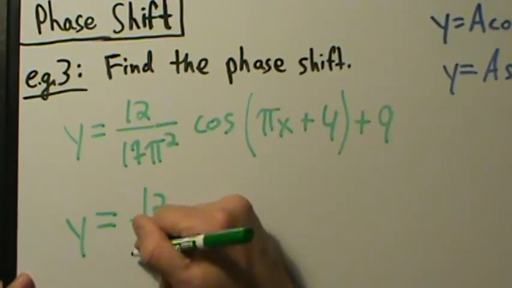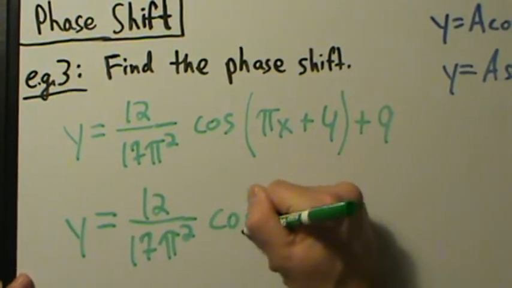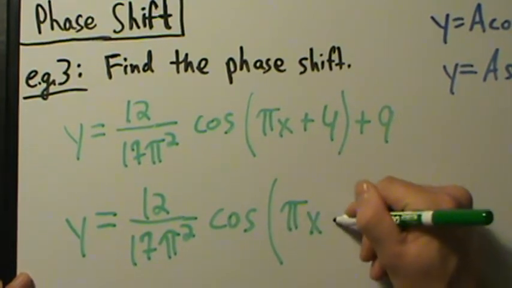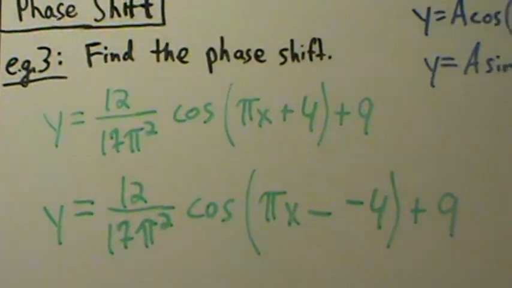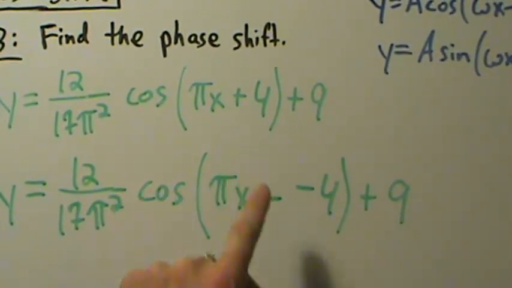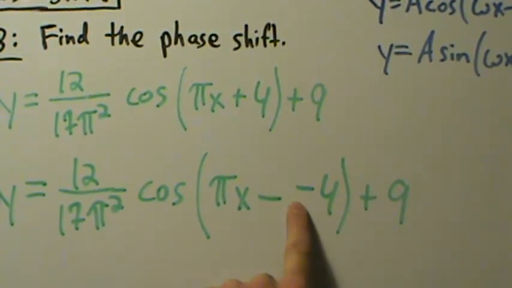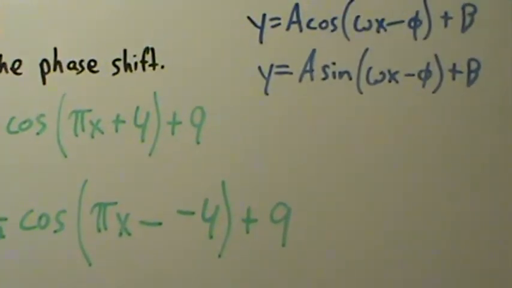So y equals 12 over 17 pi squared, ridiculous number, times the cosine of, so what we're going to do is say pi x minus negative 4, plus 9. All right, why are we doing that? Well, plus is the same thing as minus negative. Remember, when you subtract a negative, you're really just adding. So minus negative means plus. Now, why are we doing that? Well, because we want to get in this general form here, omega x minus phi.